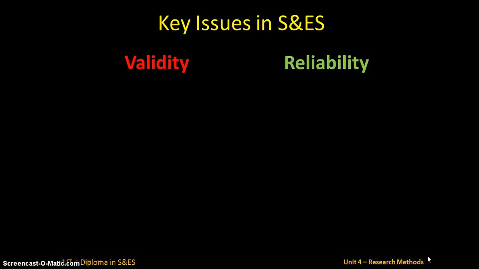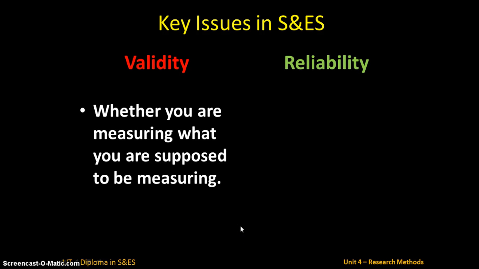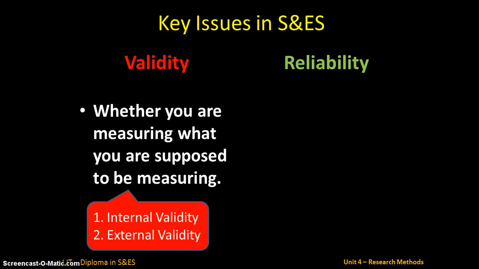So validity and reliability. Let's start with validity. This is defined as, this looks at whether you're measuring what you're supposed to be measuring. So for example, if you were looking at the sit and reach test, it's not a measure of shoulder flexibility, it's a valid measure of hip flexibility or hamstring flexibility. And so you have to look at, does it actually measure what it's supposed to be measuring? And there are 2 types of validity.